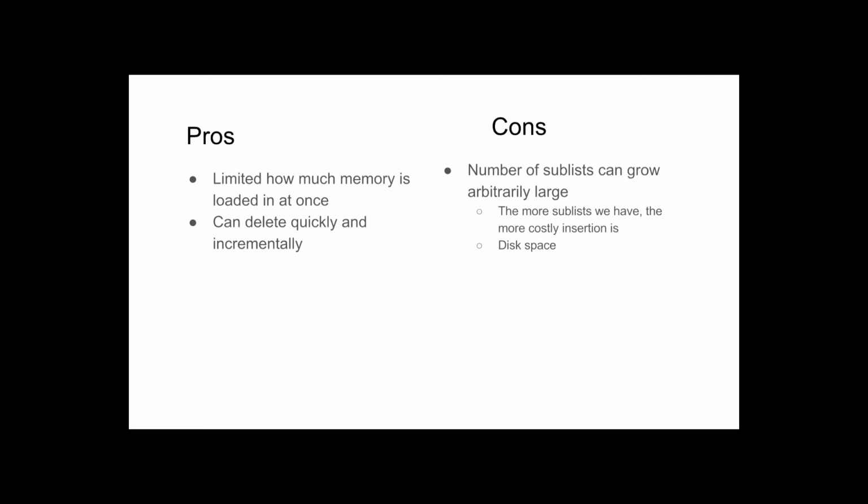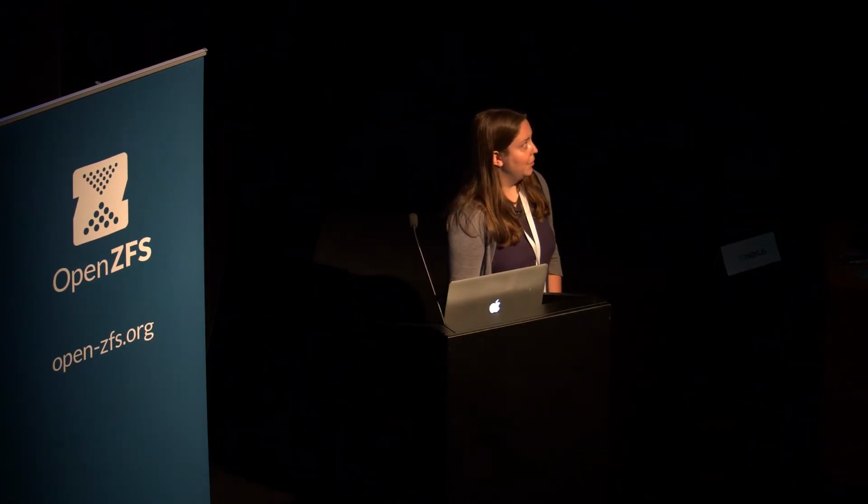So where are we now? Pros, we've limited how much memory is loaded in at once with the sublists, and we can delete things incrementally and more quickly. So a con, you might have noticed that the number of sublists is unbounded. We still have this problem of we're using kind of arbitrarily large amounts of disk space throughout this algorithm. If a clone lives a really long time, we can have a ton of sublists.